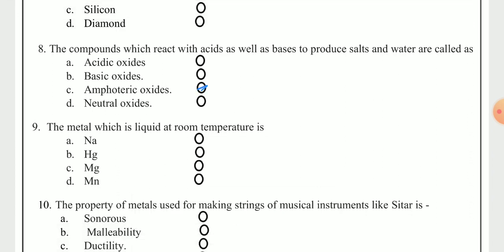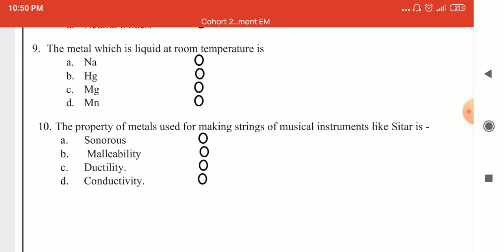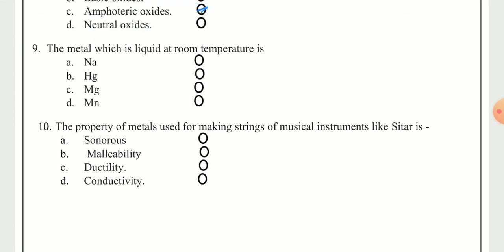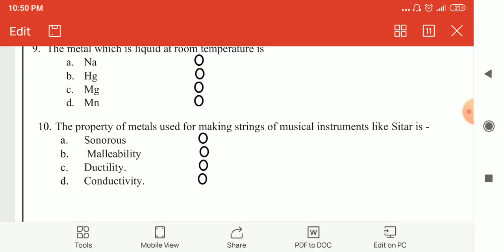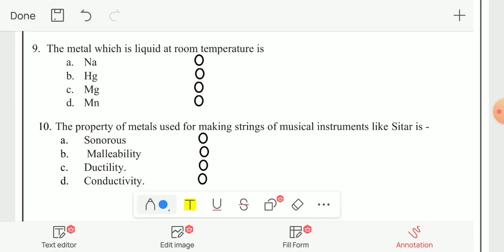Question number 9. The metal which is liquid at room temperature is: A. Sodium, B. Mercury, C. Magnesium, and D. Manganese. So which one is the correct answer? Correct answer is B, mercury. Mercury is liquid at room temperature.